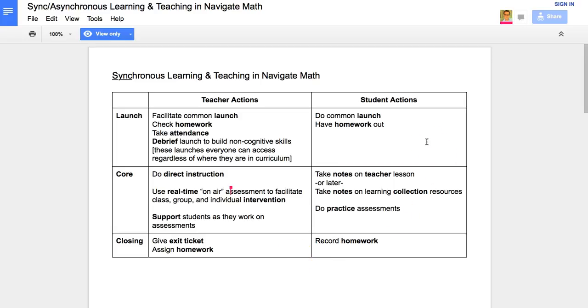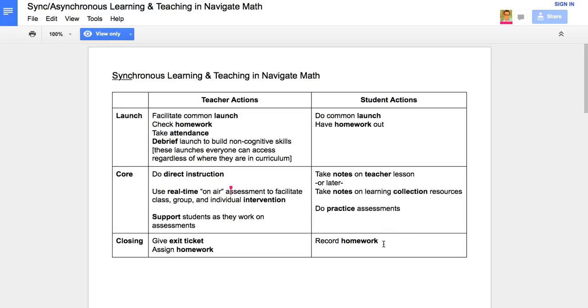Students reciprocally process the launch, make sure their homework is ready to be checked, will take notes from the teacher, follow up with practice assessments, generating real-time data, so the teacher can be informed to support the students, and so students can get the feedback and solve many of their own problems based on the real-time results, and finally, record homework, a familiar class pattern.